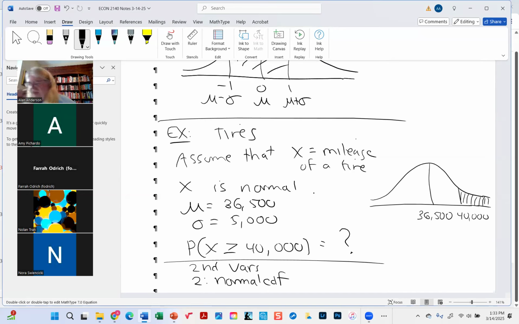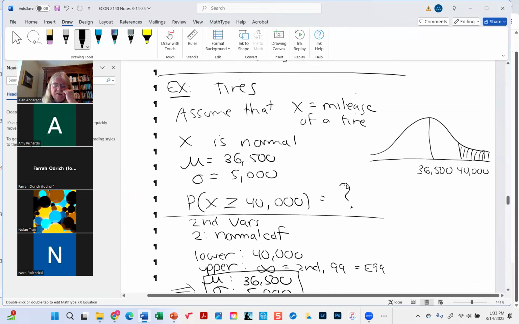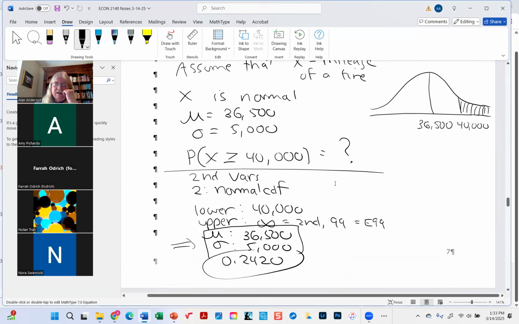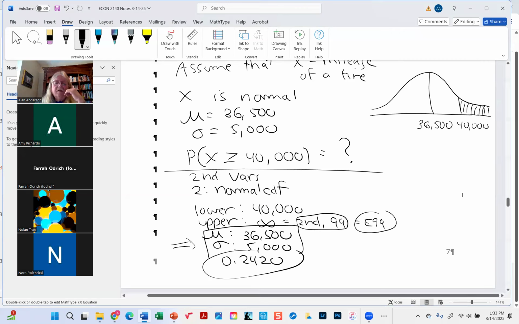So how do we do this? Well, it's actually very straightforward because we know how this is done. Go to your 2nd Vars and number 2, normalcdf. The lower limit of this interval we're looking at is 40,000. The upper limit is infinity, which, when you type it in, is 2nd comma 99, and that results in E99.